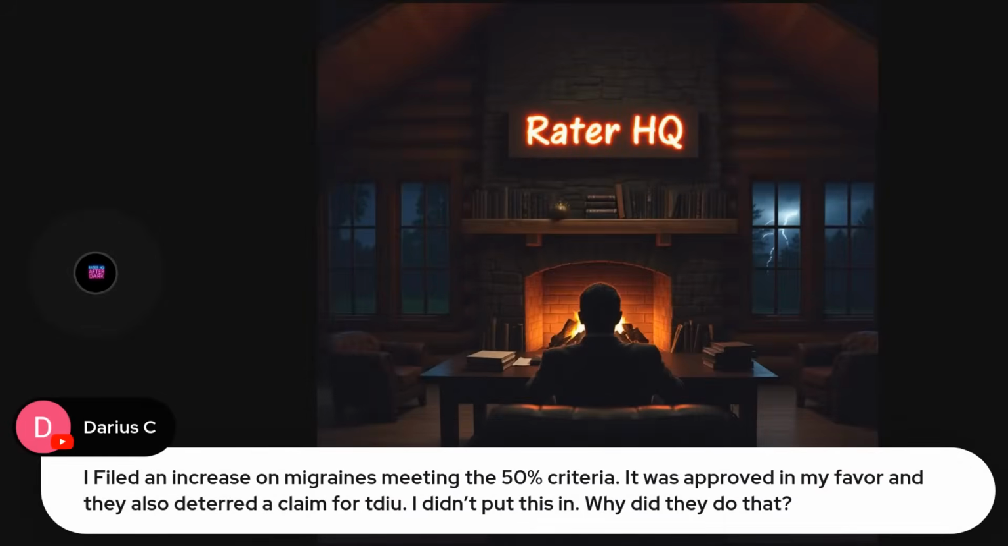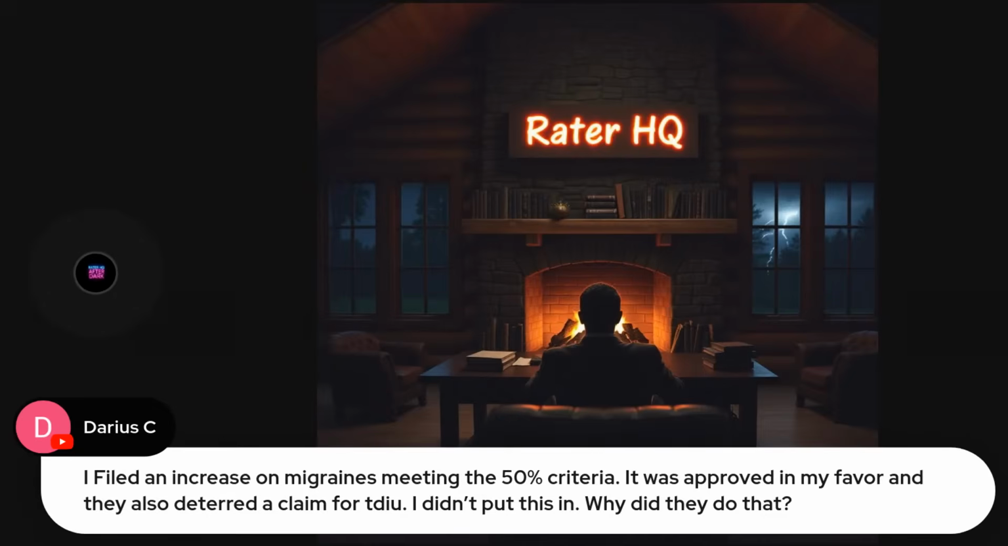So I filed an increase on migraines, meeting the 50% criteria, and it was approved in my favor, and they also deferred a claim for TDIU. I didn't put this in. Why did they do that? Okay, so typically why they did that is based upon the duty to assist.